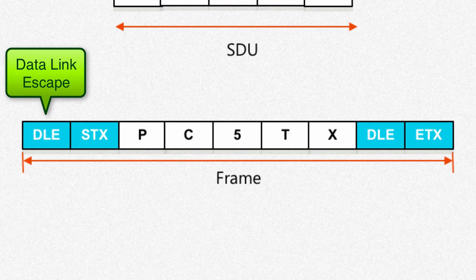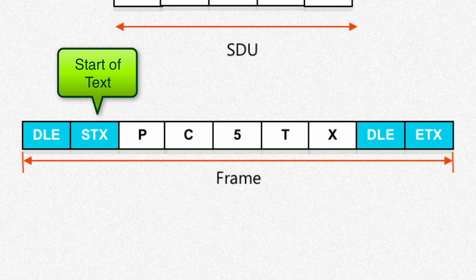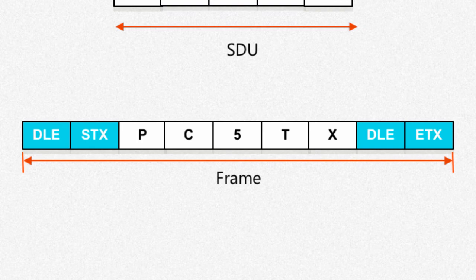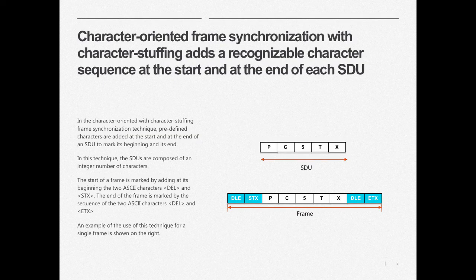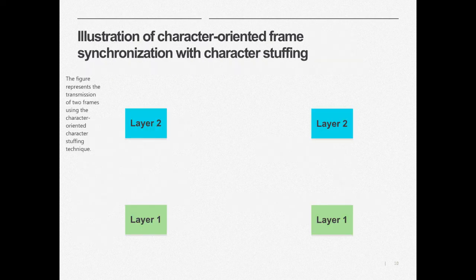The name DLE comes from data link escape, and the STX is the start of text. At the end of the frame, you can see again the data link escape DLE followed by, in this case, an end of text character. These are standard ASCII characters. Let us now illustrate the way the technique is used for the transmission of two frames.